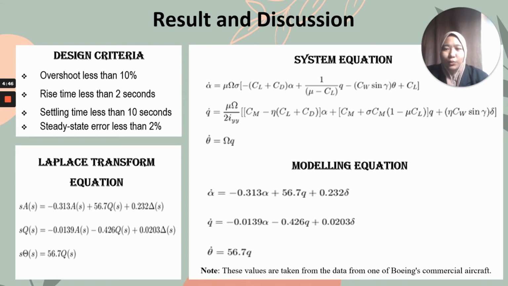Today I will explain about results and discussion. Design criteria: we assume that overshoot is less than 10%, rise time less than 2 seconds, settling time less than 10 seconds, and steady state error less than 2%.